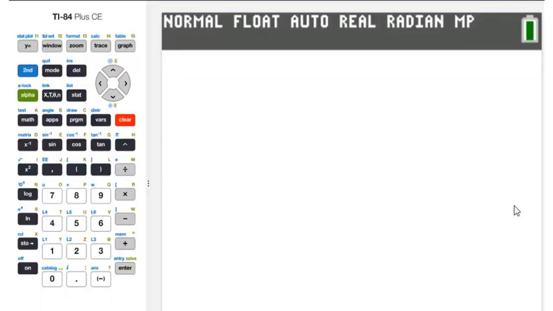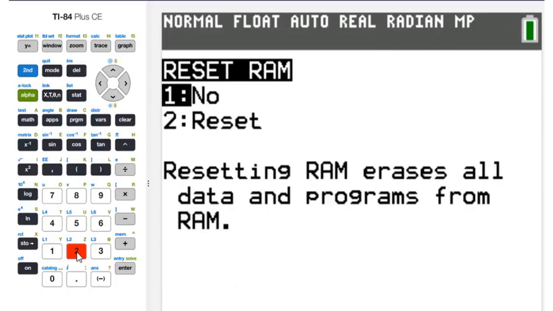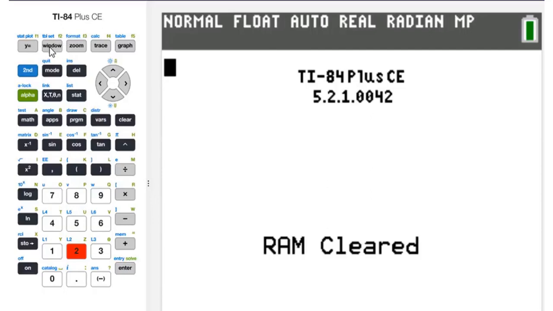Today's lesson is about how to figure out zeros of a polynomial by using a graphing calculator. First of all, after you turn on the calculator, make sure to clear the memory. We do second plus 7, 1, 2. Clear the memory. Then let's get familiar with some items on the graphing calculator.